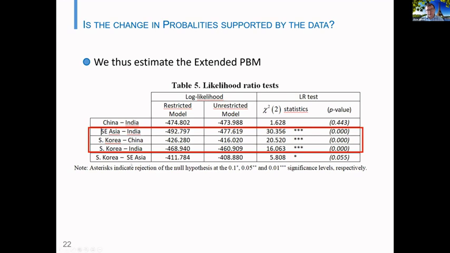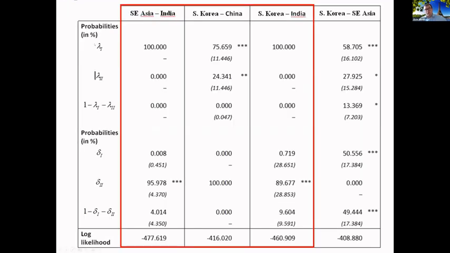For South Korea and Southeast Asia, we observe that there has been a mild rejection of the model, but it's not at the usual 5% level. So it seems that what happens between the various market pairs, Southeast Asia and India, South Korea and China, South Korea and India, or South Korea and Southeast Asia, deserves to be investigated. So we look at the probabilities.